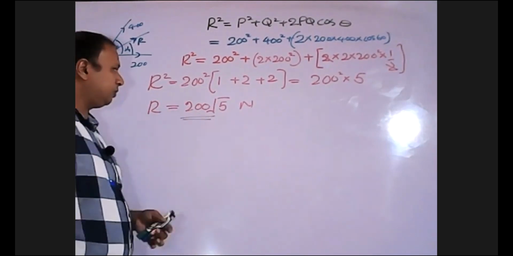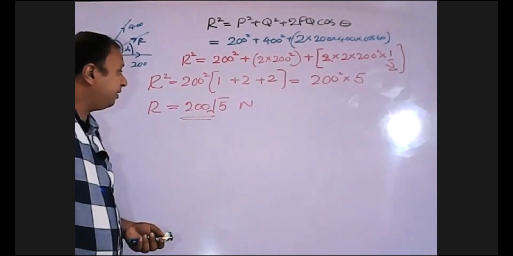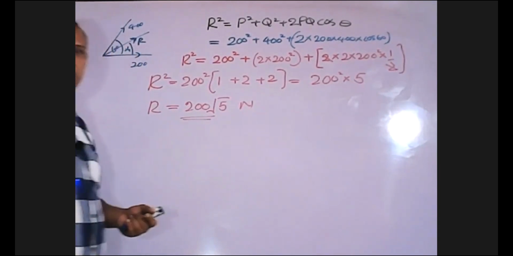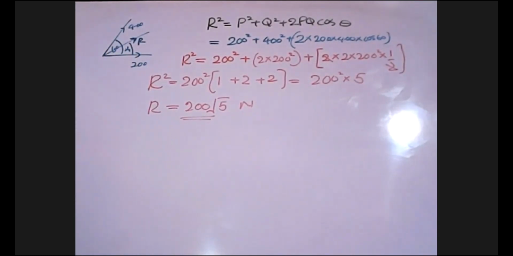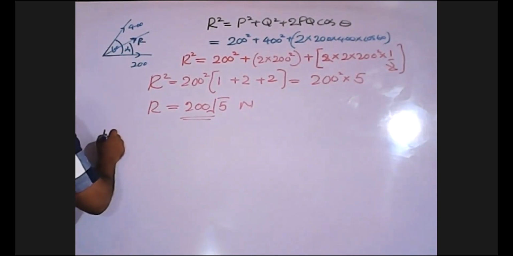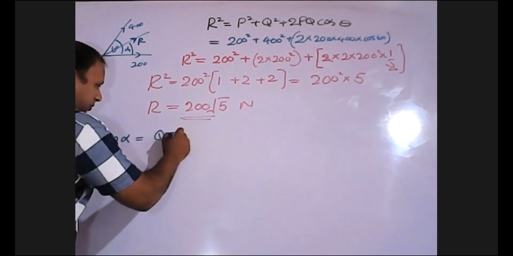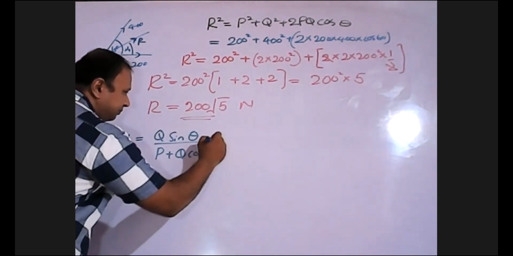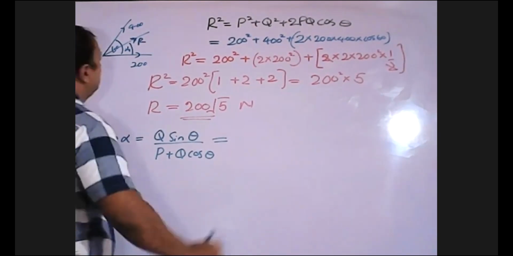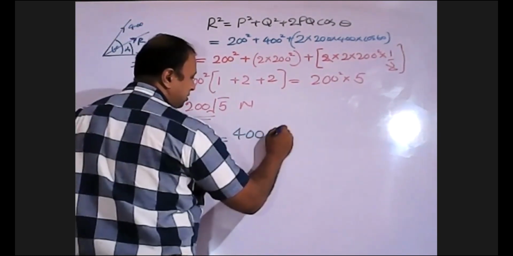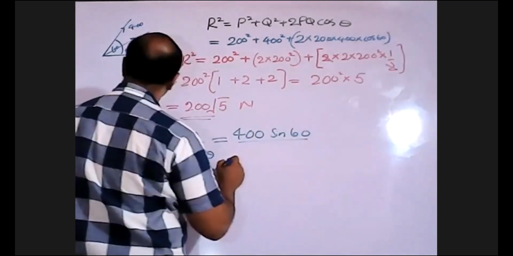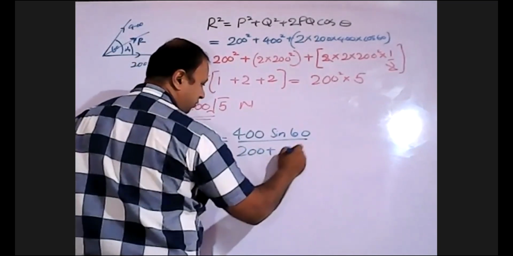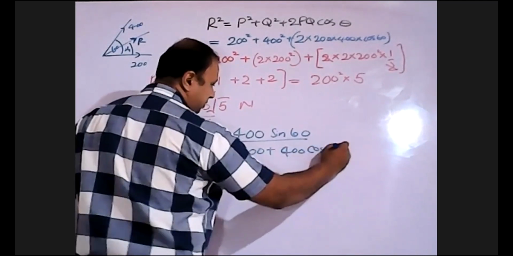You can keep it as 200 into root 5, or you can simplify by taking the square root of 5. It is not necessary. Then alpha. Tan alpha is equal to q sine theta over p plus q cos theta. Q means 400. 400 sine 60 over 200 plus 400 times cos 60.